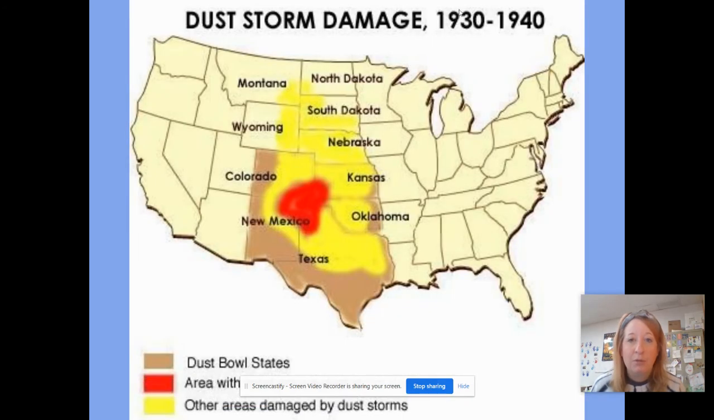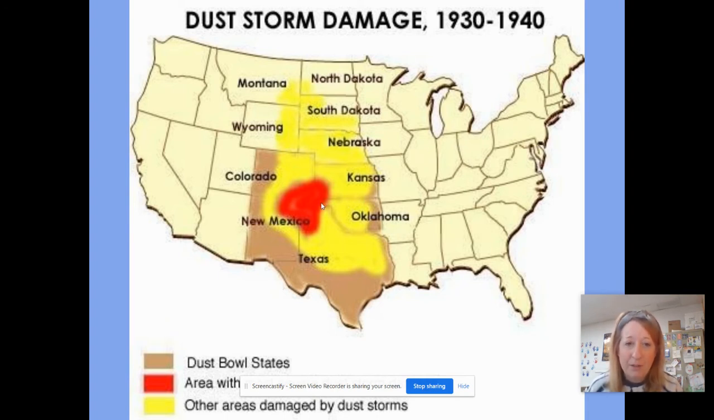This map shows you that between 1930 and 1940, the area in red was the hardest hit by these horrific storms. Yellow saw a lot of damage as well, but just an aside and a fun fact, these storms were so powerful that the dust from the Great Plains states made its way to cities like Chicago, New York, and even Boston. So this dust was kicked out all across the country.